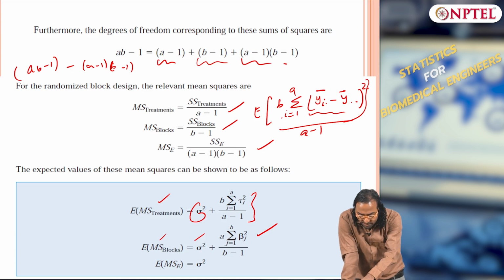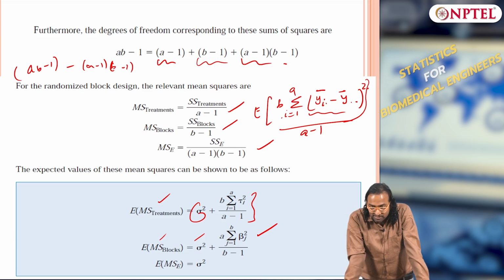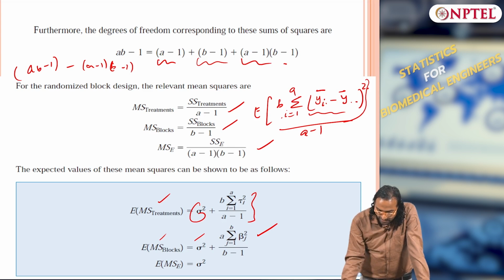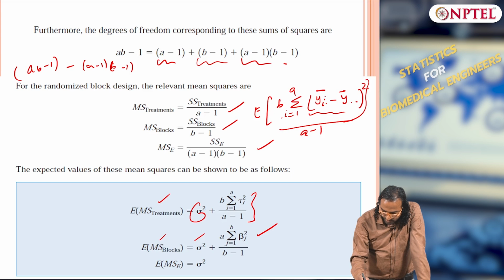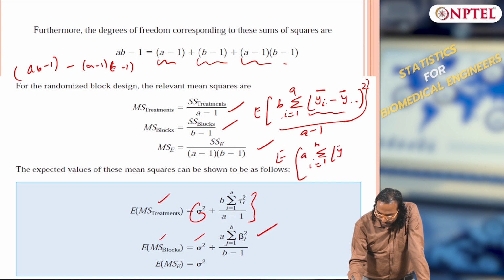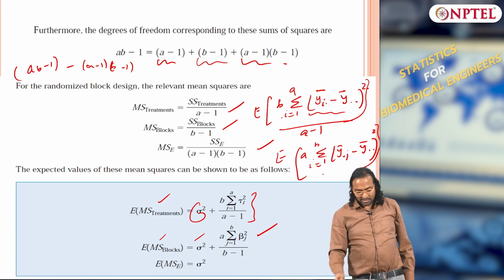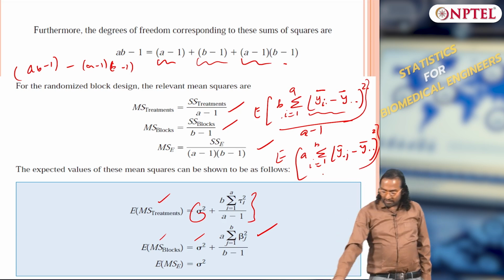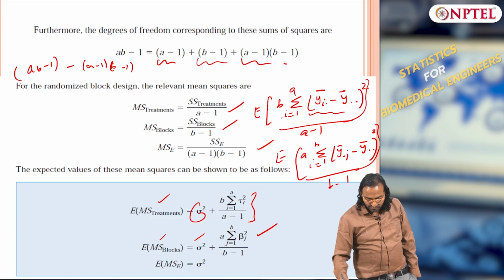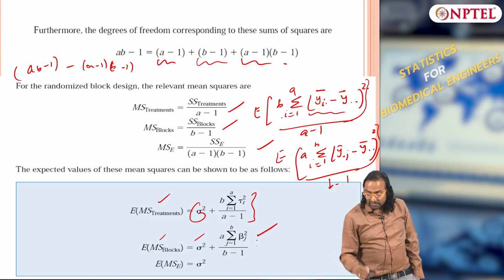Okay. You can expand it and then take a summation of a squared plus b squared minus 2ab term, okay, and then like what we did in ANOVA, the cross terms will get cancelled and you will get the same idea. Okay. Similarly, you can take the expectation of a times summation j equals 1 to b, y bar dot j minus y bar dot dot, the whole square, that is your mean square divided by b minus 1. Okay, you will end up having this term.